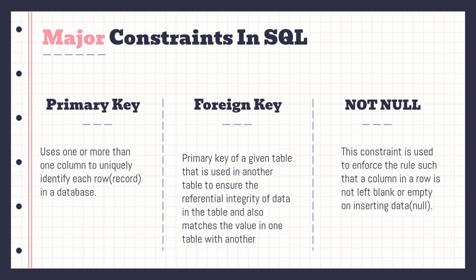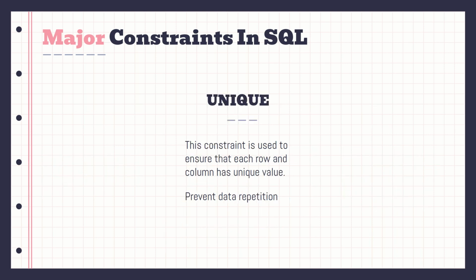So if we want to insert data into a table, you can use the not null constraint to make sure that it is not empty. Okay, you can also use the unique constraint. This constraint is used to ensure that each row in a column has a unique value. So we can use this constraint to specify that a specific column be unique.